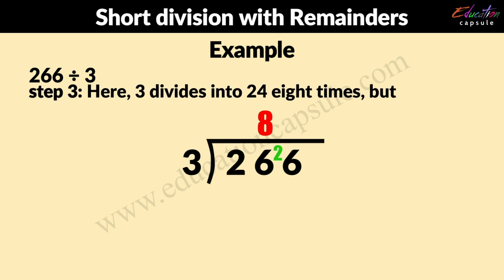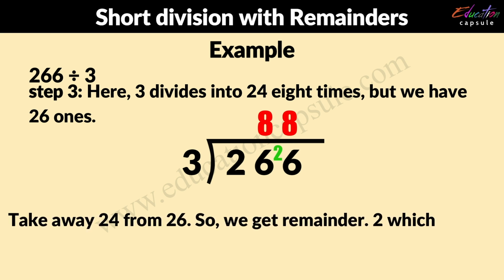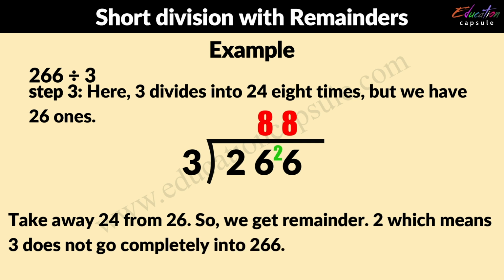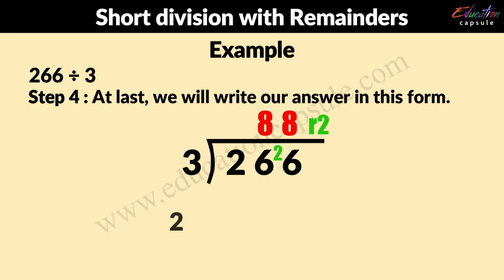Here 3 divides into 24 8 times, but we have 26 ones here. So take away 24 from 26 and we get the remainder, that is 2, which means 3 does not go completely into 266. So at last we will write our answer in this form. 266 divided by 3 is equal to 88, remainder 2.